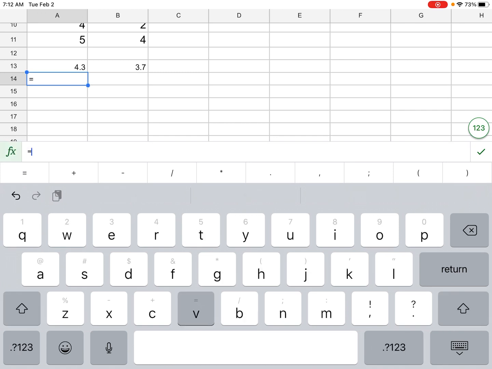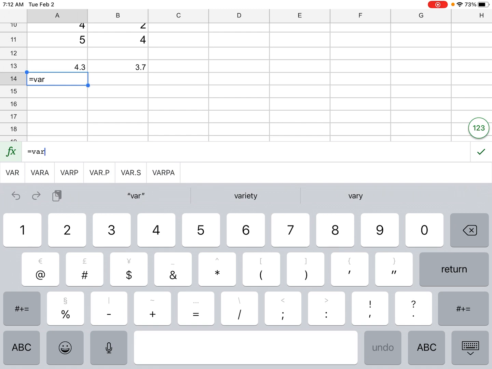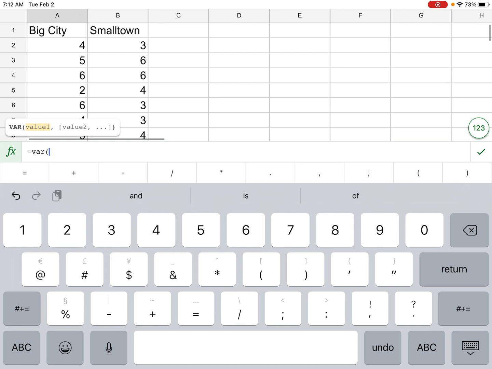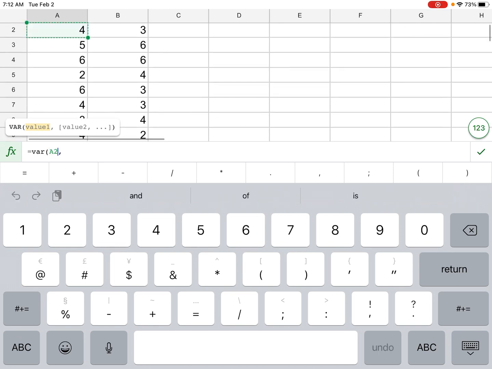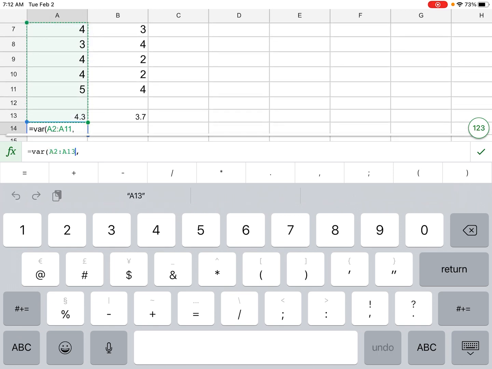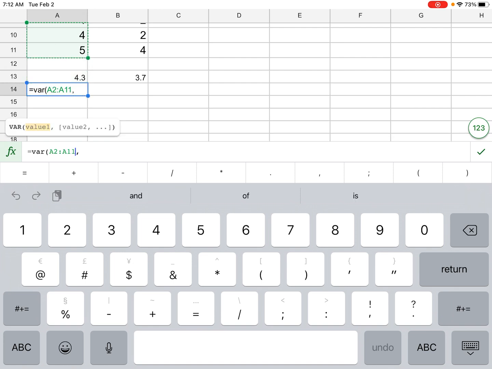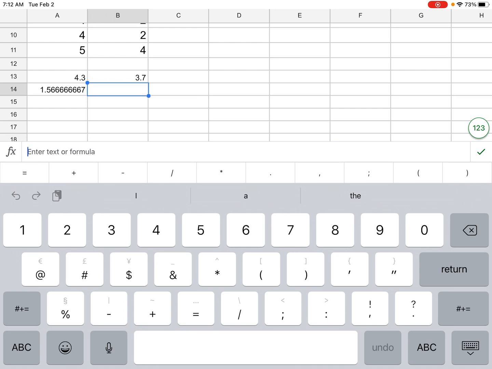And then we go var, VAR. And then we again want to find the column, just those numbers. Oh, it didn't like it, so we'll clean it up. So now we find the variance of it. We get 1.566. Okay, you could say that's 1.6, or you could say 1.57. Either way works. Then we're going to find the variance of this one.